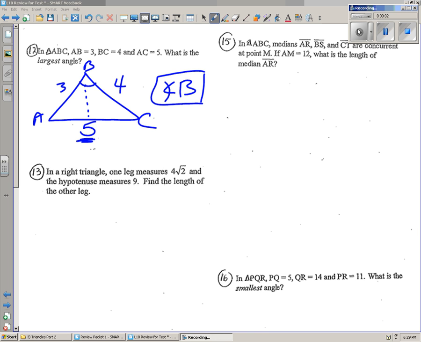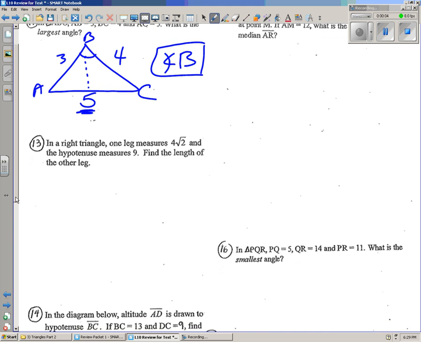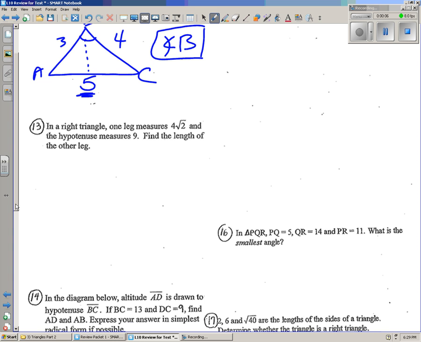All right, number 13. In a right triangle, one leg measures 4 square root of 2 and the hypotenuse measures 9. They want us to find the length of the other leg. So here we are, right triangle. One leg measures 4 radical 2. The hypotenuse rather measures 9.